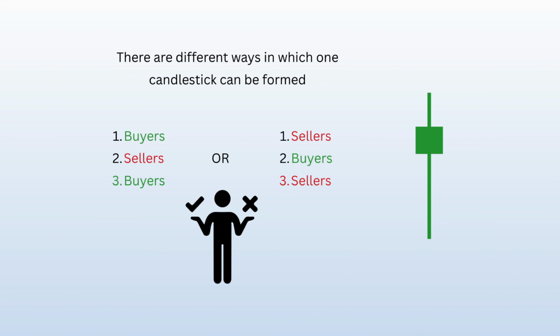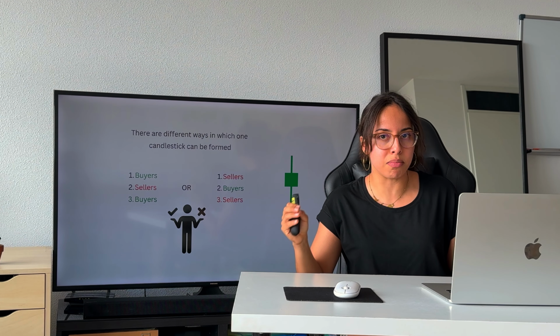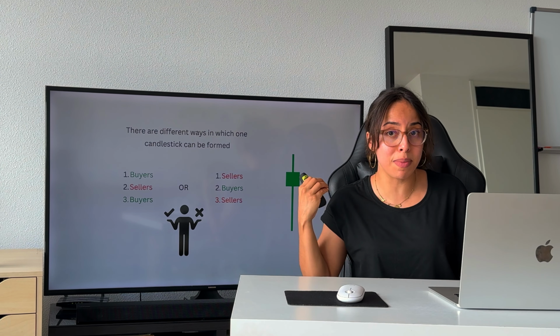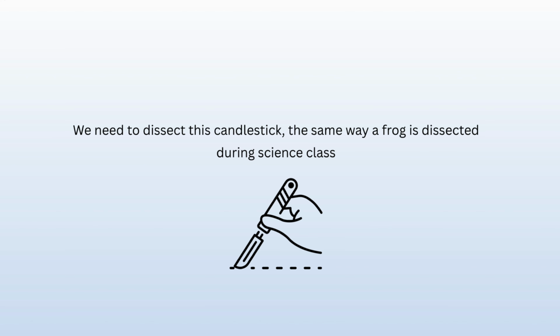My question to you is, which of these two stories is correct? Because they cannot be correct at the same time. One of them has to be the truth and one of them has to be false. Which one is which? We then need to dissect this candlestick, in other words, open it up, the same way that we dissect a frog during science class. But the question is, how do we do this? And the answer is very simple: by using multiple time frames.